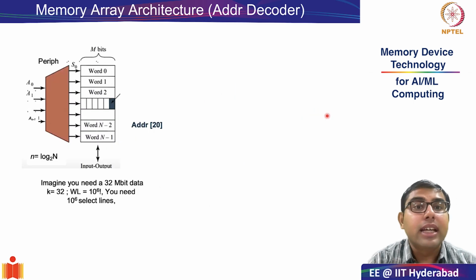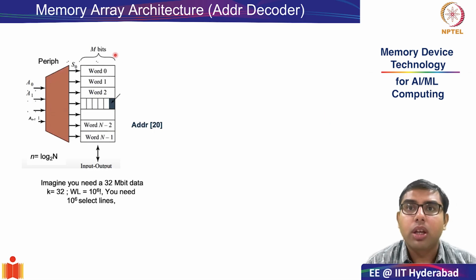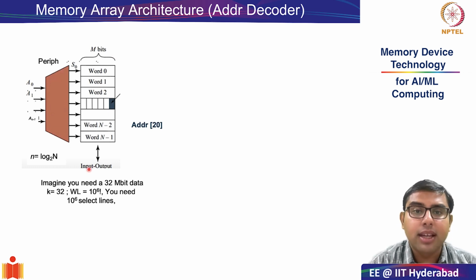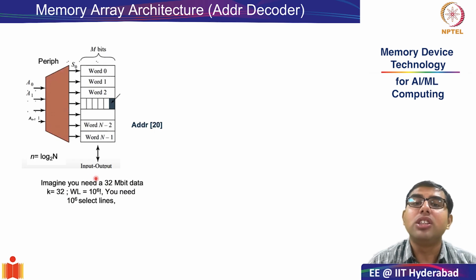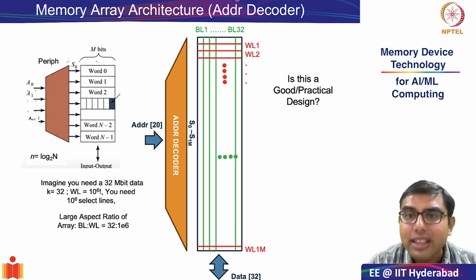Having understood this, let's move ahead and try to understand how the address decoder, the simplest peripheral circuitry, will be used to organize a 32 megabit array. So here what we saw was, if you had a 32 megabit array, the word line will be 10 to the power of 6 and the bit line will be just 32. So this is a more realistic representation of the following case.